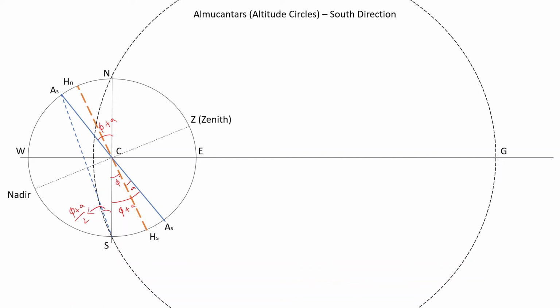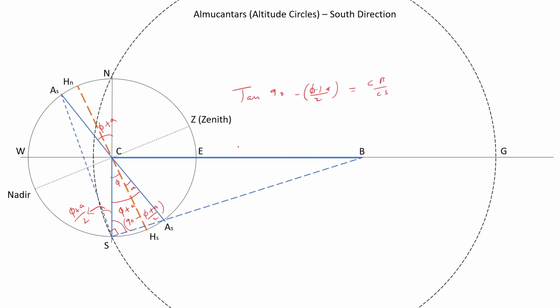Now draw the line segment from the south S passing through the point AS to the equatorial line at point B. Angle BSAS is the right angle. Hence the angle CSB is 90 minus (phi plus A) by 2. In the right angle triangle CSB, tan of 90 minus (phi plus A) by 2 is equal to CB upon CS.